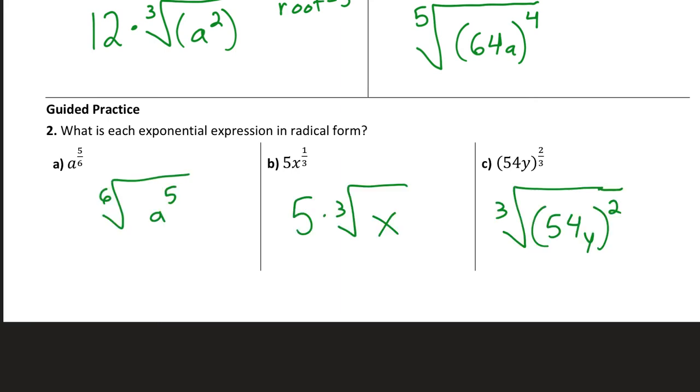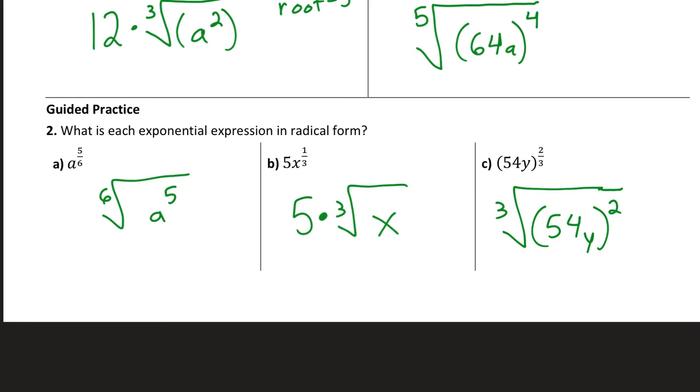Okay, so for each of these, it's understanding that in A, this is probably the easiest one I could show you, a to the 5/6. 5 is the power, 6 is the root. So 6 goes in the radical, 5 is written as the power. For part B, 5 is not being raised to the 1/3 power. So it's 5 times, that's what that dot means, times the cube root of x. If you wrote x to the 1, that's not wrong, but we don't need to write x to the 1. We can just leave it as x.